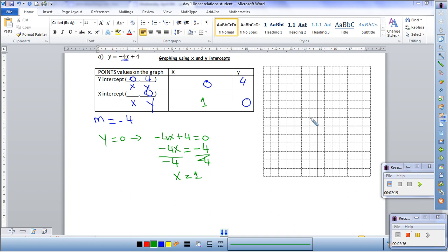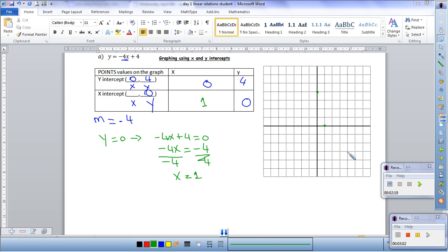All we're left to do is to plot the points on the graph, connect them, and this way we would have graphed this equation on the graph. So let's look at the y-intercept. The x is 0 and the y is 4. So I'm going to count up 4. And that's my point. And for the x-intercept, the x is 1 and the y is 0. And that's my second point.